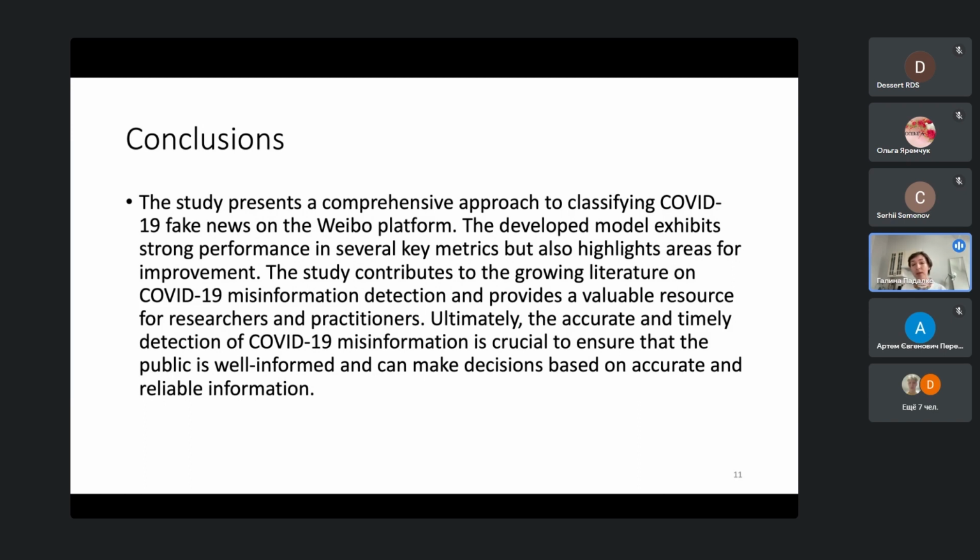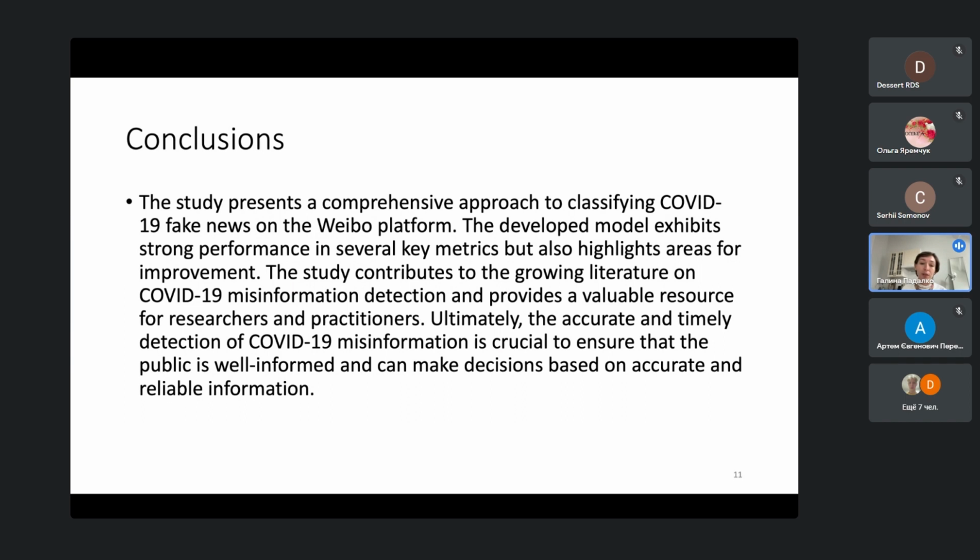In conclusion, the study presents a comprehensive approach to classifying COVID-19 fake news on a Weibo platform. The developed model exhibits strong performance in several key metrics, but also highlights areas for improvement, as I mentioned before. The study contributes to the growing literature on COVID-19 misinformation detection and provides valuable resources for researchers and practitioners. Ultimately, the accurate and timely detection of COVID-19 misinformation is crucial to ensure that the public is well informed and can make decisions based on accurate and reliable information.